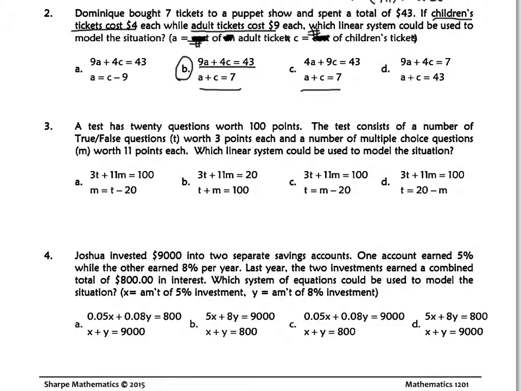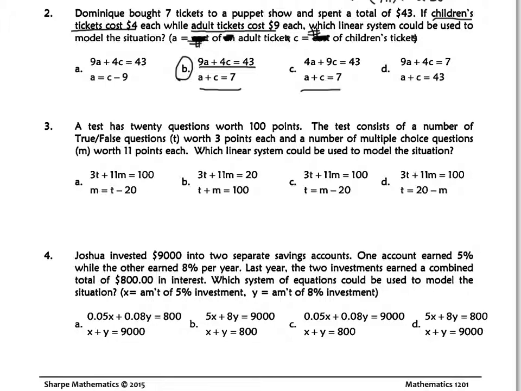Okay, question number 3. The test has 20 questions worth 100 points. The test consists of a number of true-false questions, and that's going to be represented with the letter T, to represent the number of true-false questions that are worth 3 points each, and a number of multiple-choice questions. M is going to be the variable that we're going to use to represent the number of multiple-choice questions, and they're worth 11 points each. Which linear system could be used to model the situation?